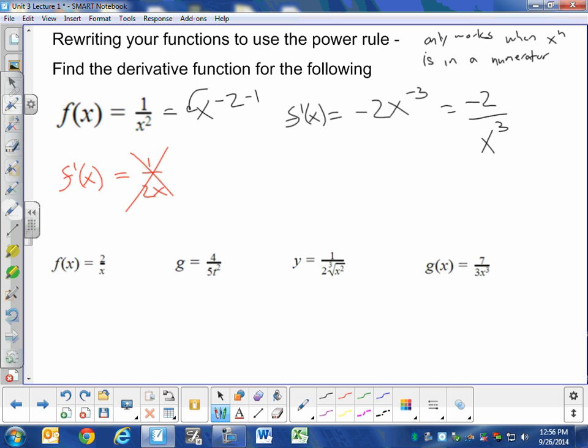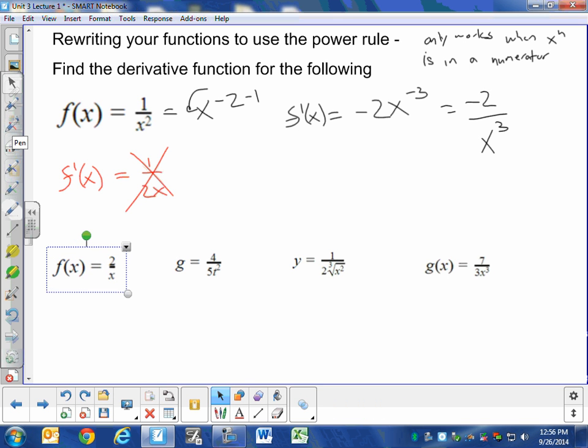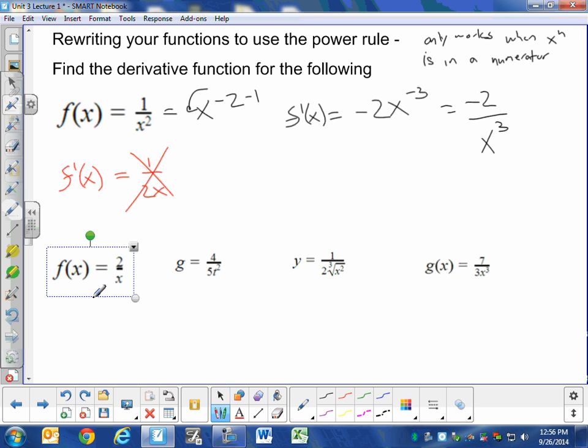Okay. So let me show you one more, and then you'll do the rest. I have, this is 2 over x. I would rewrite this as 2 times x to the negative first, then taking the derivative of everything with respect to x. I would say f prime is equal to negative 2x to the negative second, which is negative 2 over x squared.